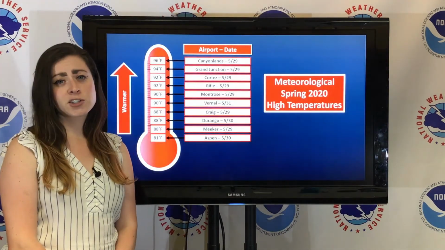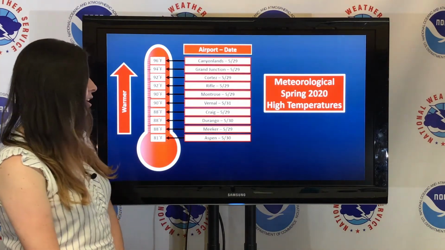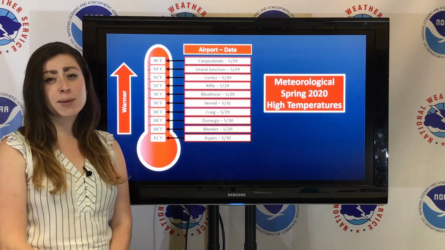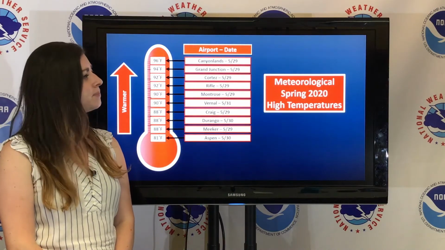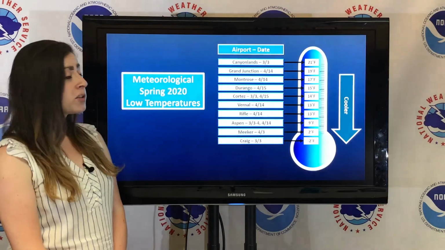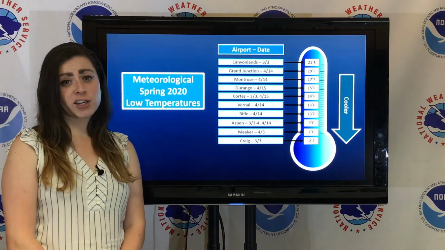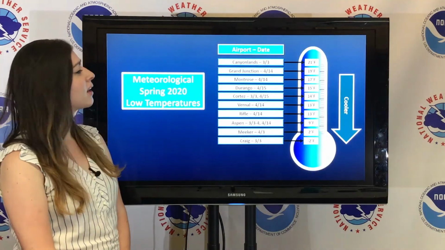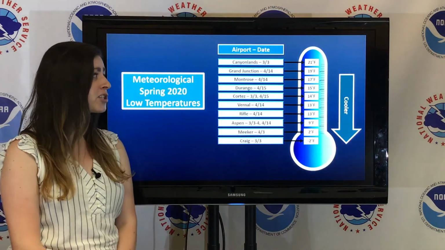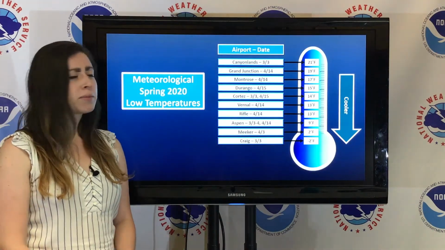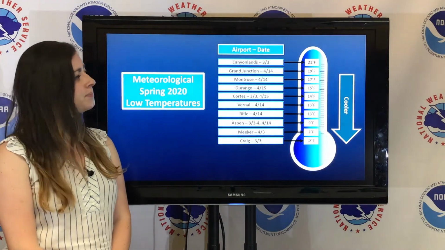Looking at high temperatures for the meteorological spring season, the highest temperatures were naturally during the month of May, where we had high temperatures in the mid to upper 80s to the mid 90s. And looking at low temperatures for meteorological spring, the coldest temperature was at Craig with -2 degrees, so we still were getting those negative to single digits in some areas, which happened back in March. Otherwise, in Grand Junction, we had our coldest temperature on April 14th with 19 degrees. But otherwise, low temperatures, apart from those single digits, were generally in the teens.